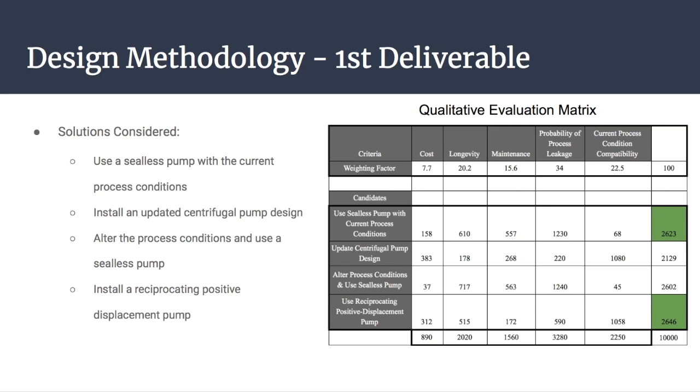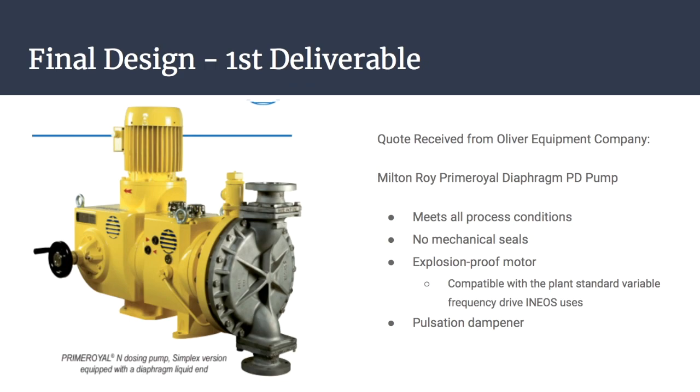Various design methods, such as a qualitative evaluation matrix, were used to analyze the solutions. Factors such as cost, maintenance, and probability of process leakage were considered when making the decision. The final design solution chosen was a reciprocating positive displacement pump.